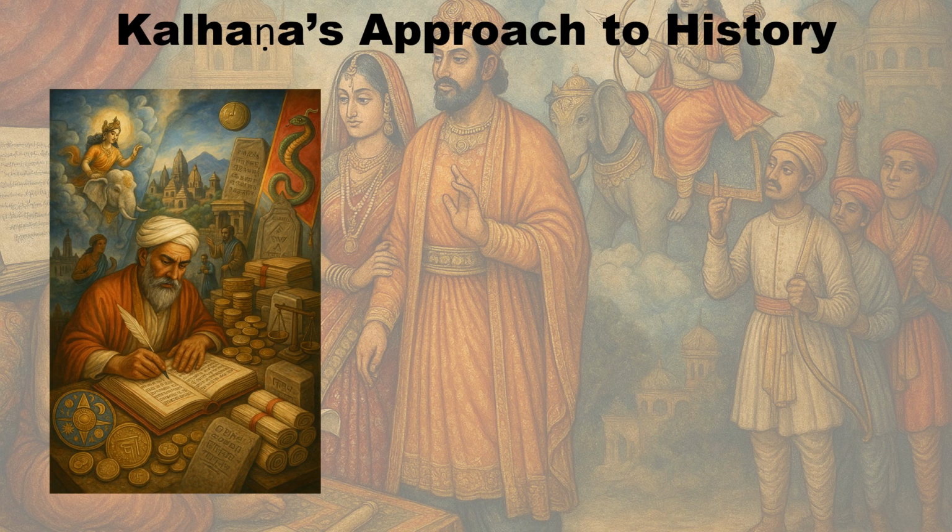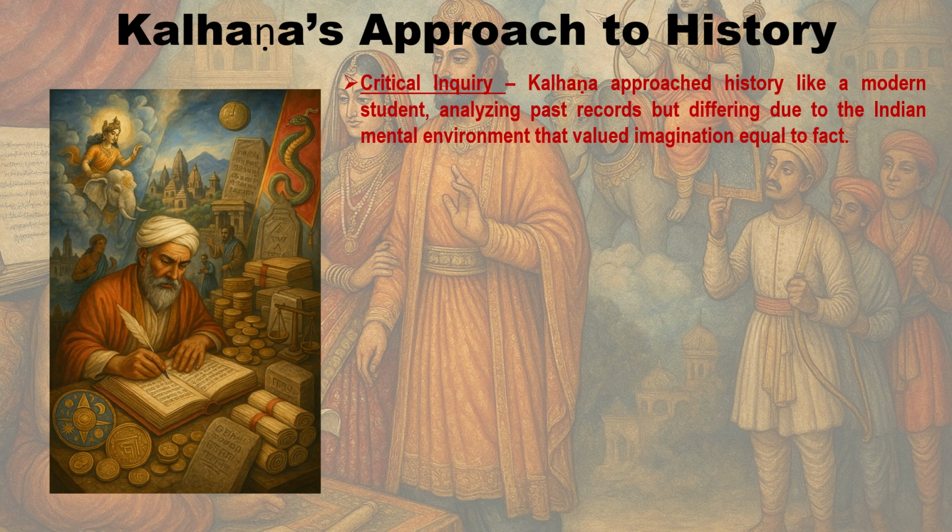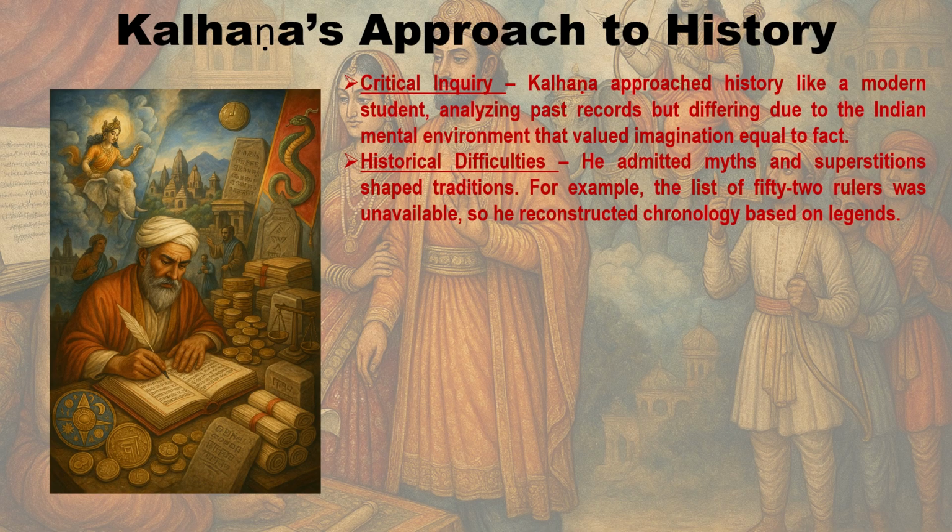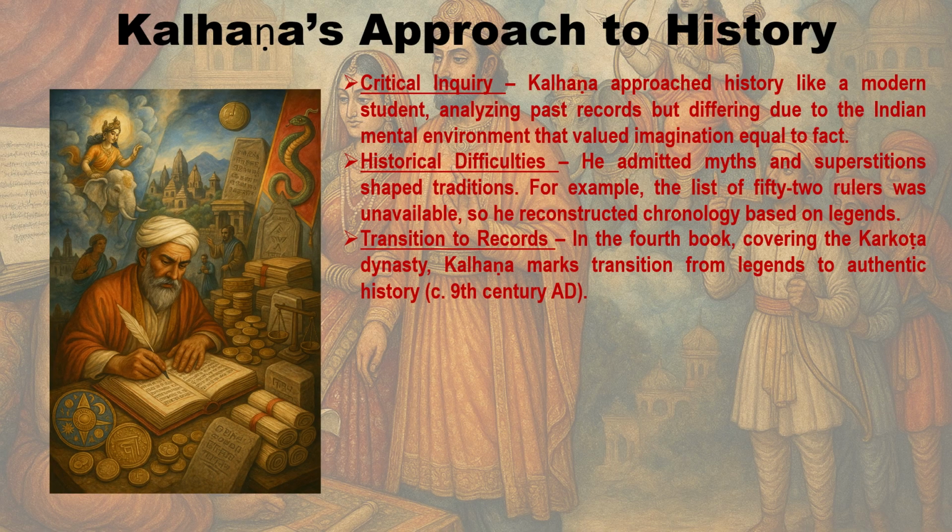Kalhana's approach to history. Kalhana approached history like a modern student, analyzing past records but differing due to the Indian mental environment that valued imagination equal to fact. He admitted myths and superstitions saved traditions. For example, the list of 52 rulers was unavailable, so he reconstructed chronology based on legends.